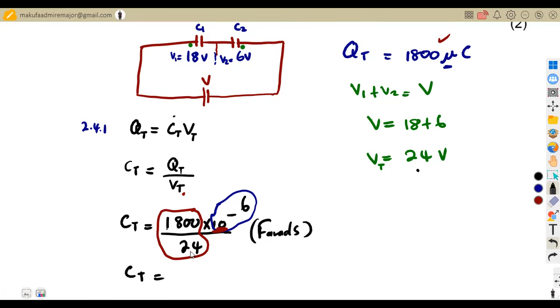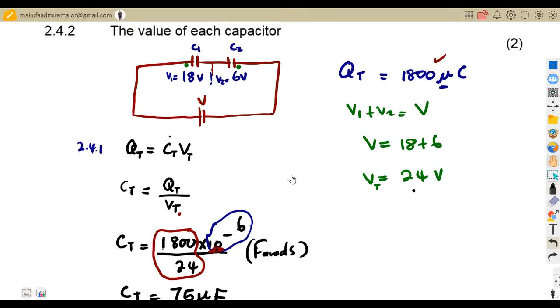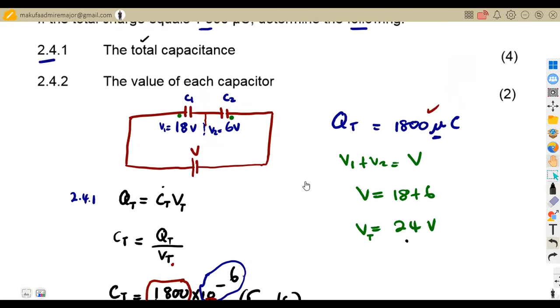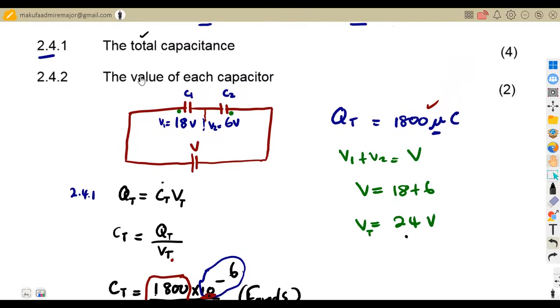1,800 by 24, you are going to obtain 75, already having times 10 to the exponent of -6, which represents a micro. So that means that is going to be our capacitance, 75 microfarad. We have the total capacitance of the circuit from the voltage. Then after that, the question needs us to calculate now the value of each capacitor.